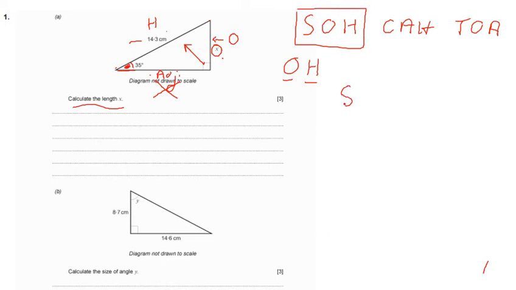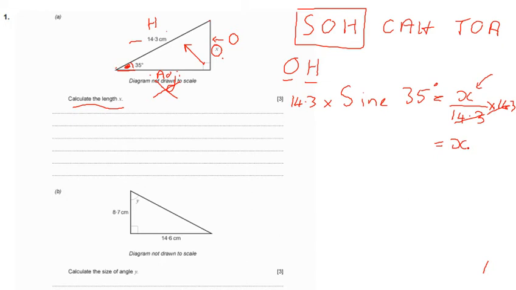So I can say here that the sine of 35 degrees is equal to the opposite over the hypotenuse. The opposite is x and the hypotenuse is 14.3. They're asking me to find x, so I need to get x on its own, so I need to rearrange this equation by multiplying both sides by 14.3. And if I do that, I can cancel these out, which leaves me x on this side.